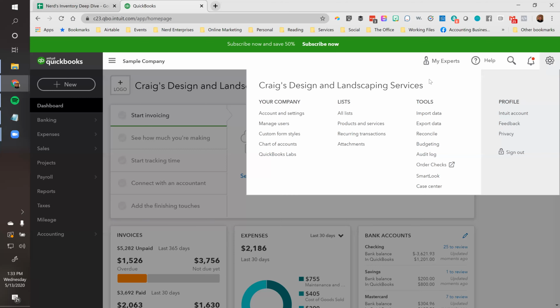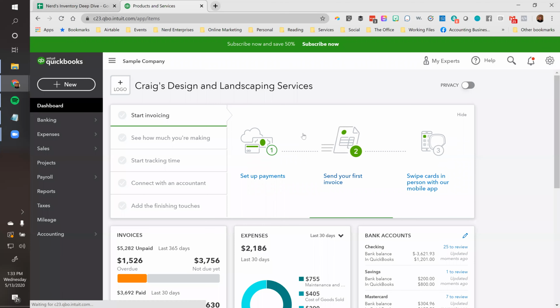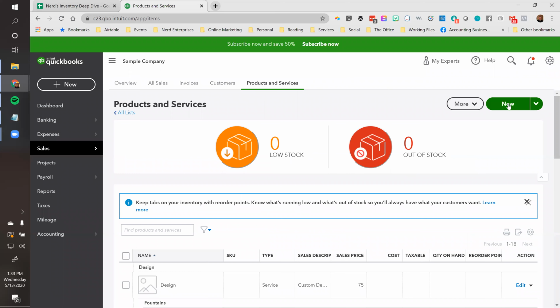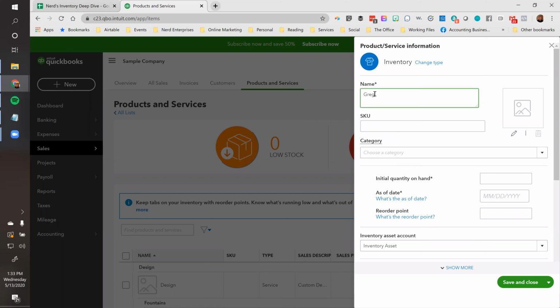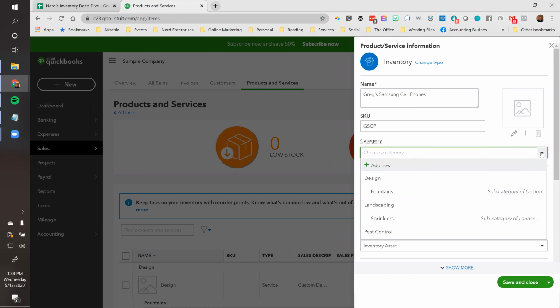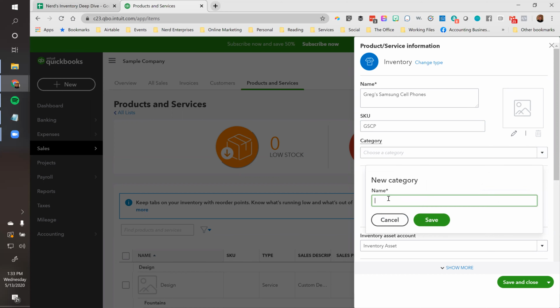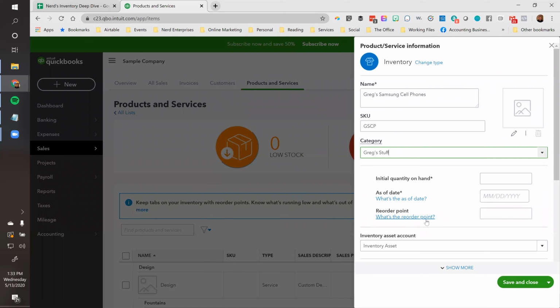So I know we already have some stuff in here, but we're just going to ignore all that. And I'm going to go into my products and services list, and we're going to create a product that's inventory based called cell phones. So inventory, Greg's Samsung cell phones. All right, and for the SKU, we'll put GSCP. New category, Greg's stuff. I just like to play.